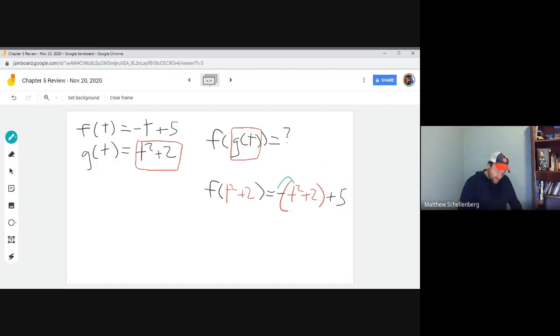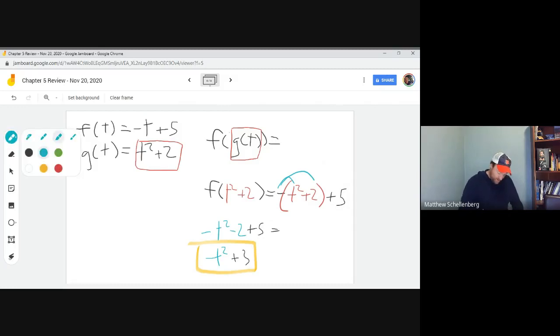So we're going to distribute this negative to both terms inside the bracket, and that will become minus t squared minus 2 plus 5. And of course, minus 2 plus 5 is positive 3. So this becomes minus t squared plus 3. And that is it. That is the answer. Okay, so to answer the question, f of g of t equals minus t squared plus 3. And that is the answer.